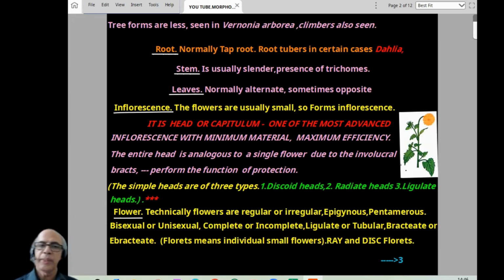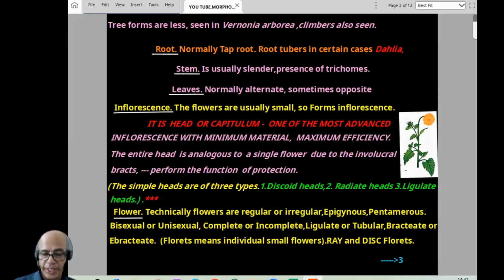Now coming to the stem. The stem is usually slender. Presence of trichomes we can observe, and the leaves are typically dicot leaves, alternate, sometimes opposite. Inflorescence. In Compositae or Asteraceae, the sunflower family, flowers are small. So to get attention, all these small flowers aggregate to form an inflorescence. And the most famous inflorescence of Compositae is called head or capitulum. And scientists suggest it is one of the most advanced inflorescences.